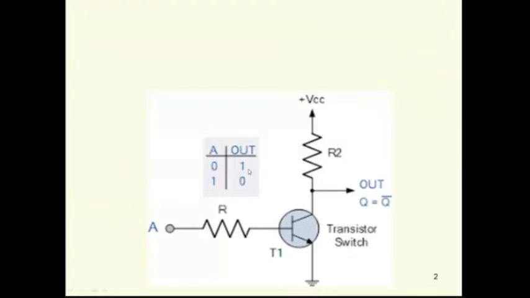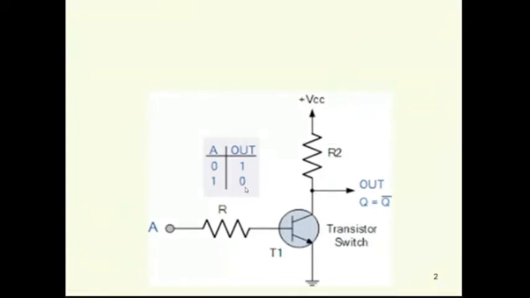It's fantastic, right? So when A is 0, the output is A bar. When A is 1, the output is A bar. So the input is A, output is A bar. Here it is Q, not Q bar, it may be A bar. We can say like this. And the truth table here shows clearly when A is 0, the output is 1. When A is 1, the output is 0. It's fantastic, right? So a transistor acts as a switch when it is not biased.